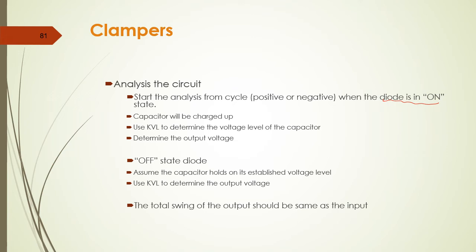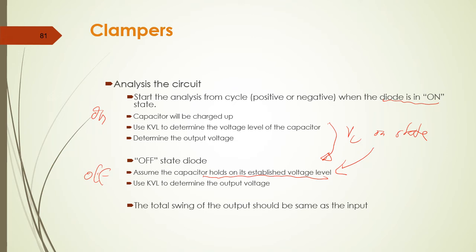Okay, so the capacitor will be charged up. Use KVL to determine the voltage level of the capacitor and determine the output voltage. This is in the on state of the diode. So when the diode is in the off state, first we assume that the capacitor holds the established voltage level from the on state. That means the voltage level of the capacitor VC from the on state will remain when the diode is in the off state.